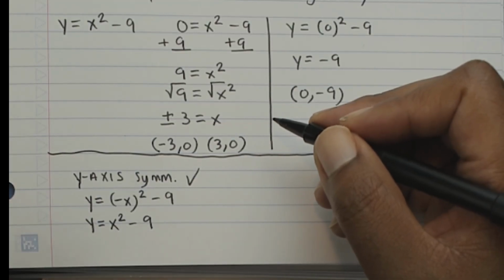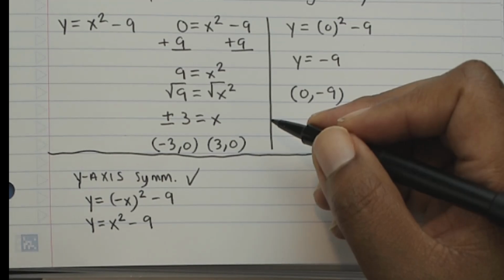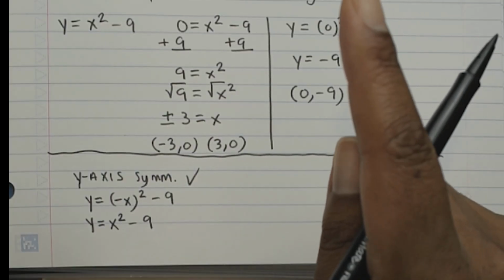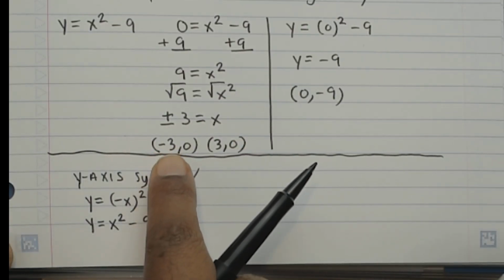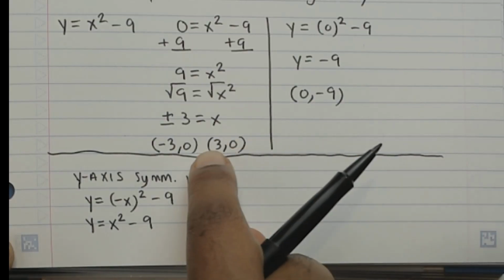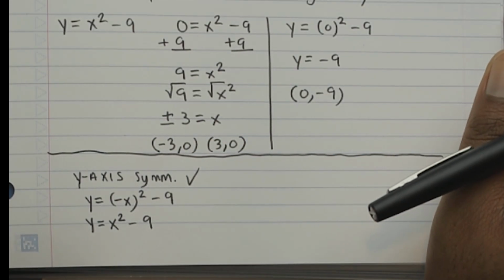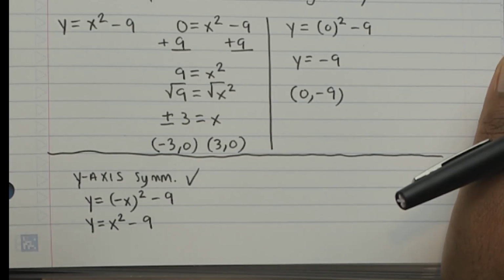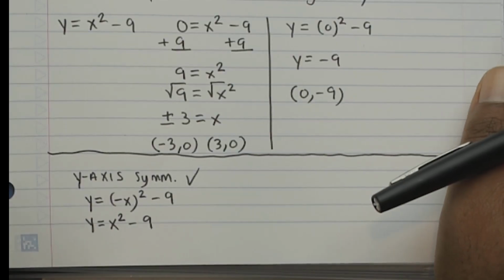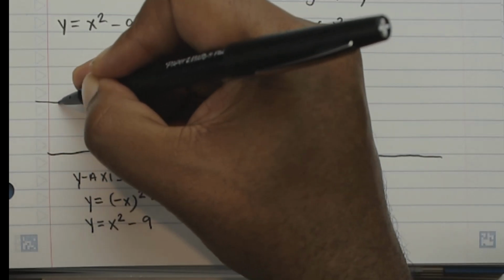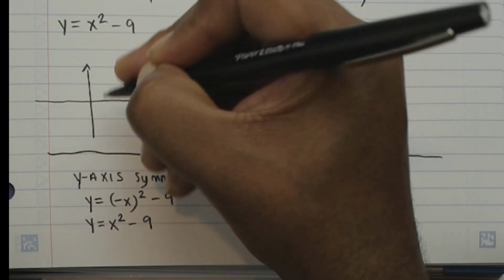Now think about what that means. The x-intercepts are (-3, 0) and (3, 0). So these points are mirror images across the y-axis. If this point occurs on this side, that point occurs on the other side, and they are reflections of each other. So the algebra and the geometry both agree. If I were to sketch this out, this graph is actually a parabola.